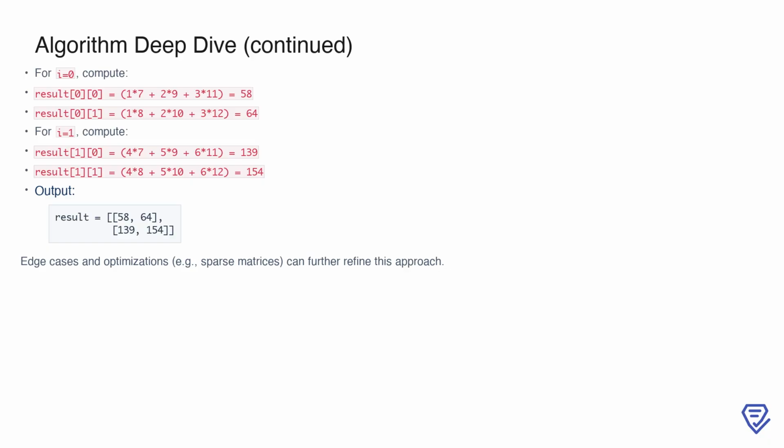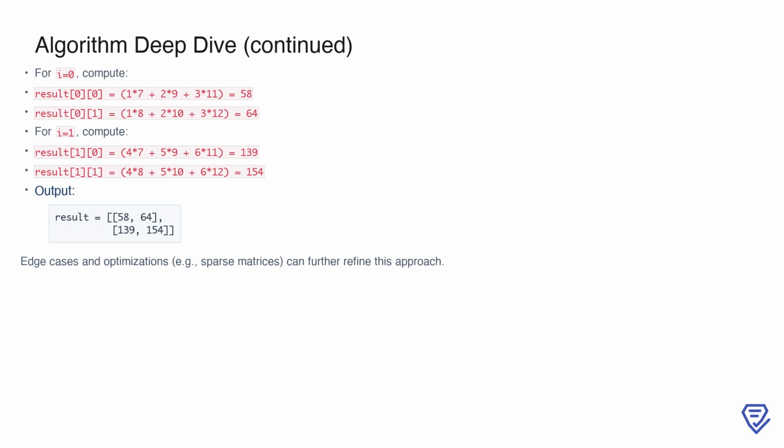For result[0][1], the calculation is 1*8 + 2*10 + 3*12, which equals 64. Moving to the second row of mat1, we compute the corresponding values. For result[1][0], we calculate 4*7 + 5*9 + 6*11, which equals 139. Similarly, for result[1][1], the calculation is 4*8 + 5*10 + 6*12, which equals 154. Once all rows and columns are processed, the final result matrix is [[58, 64], [139, 154]].